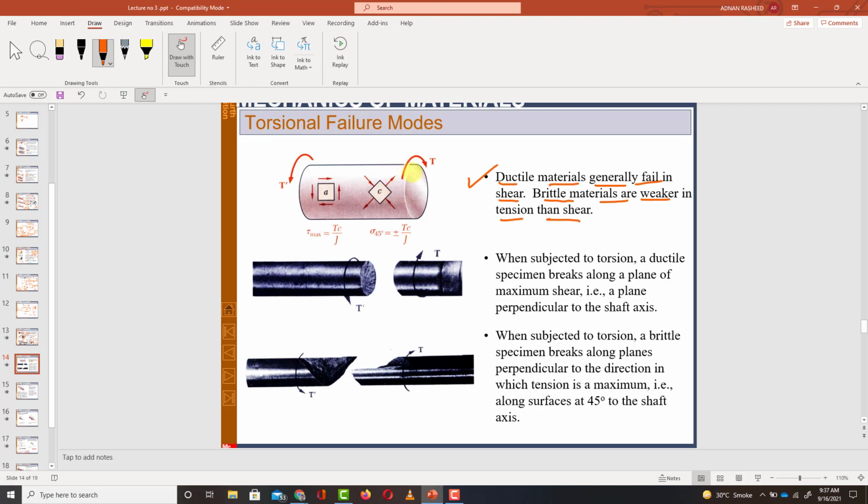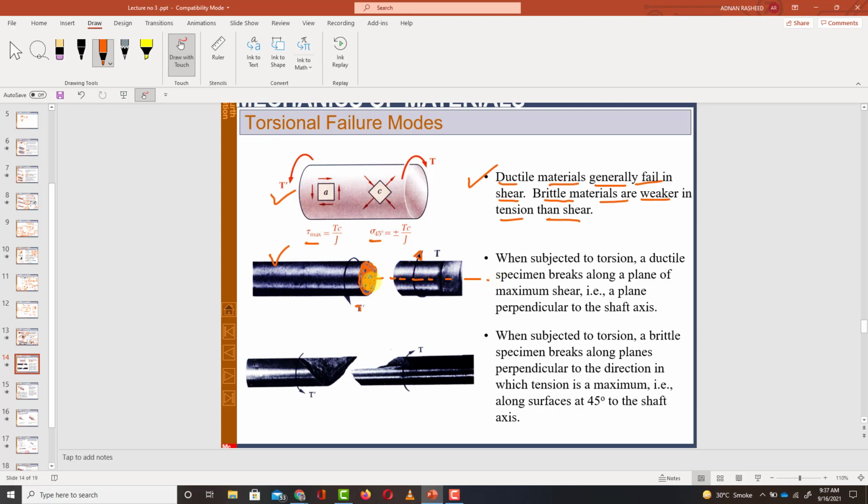So if you look at this shaft, maximum shear is equal to TC over J, and sigma 45 degree is equal to maximum shear. Now this is a shaft of ductile material, and when it is applied with the torque or torsion, it will shear at this face, and this face is perpendicular to the shaft axis.